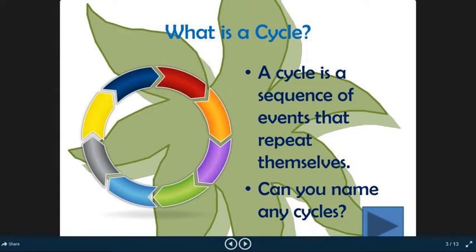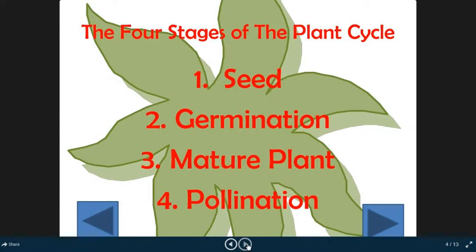But first, we're going to know what is a life cycle. What is a cycle? A cycle is a sequence of events that repeat themselves. Okay, can you name any cycle?